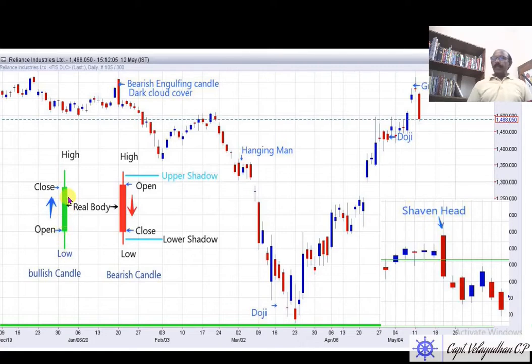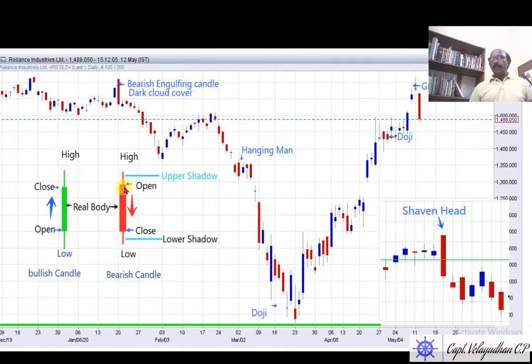This is a candle. This part is called the real body. The market opened here and moved up and closed here. During that period, it made a high here and it made a low here. So this part and this part are known as shadows, which are the extreme points the market reached during the particular period. The green color indicates the bullish candle.